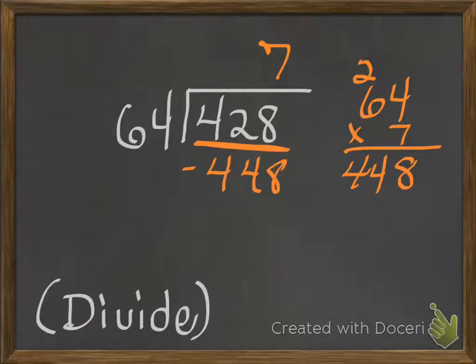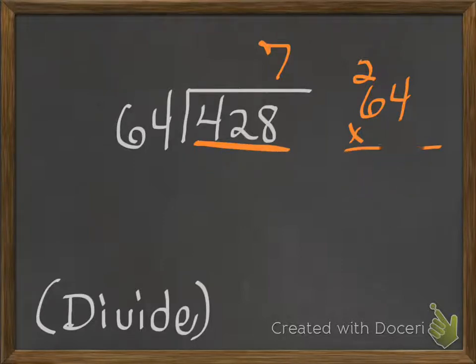Uh-oh, I have a problem. 448 is bigger than 428. So that's not going to work. 7 is too big, so that means it must be 6. So I'm going to change a few things here, and I think my answer is probably going to be 6 this time.